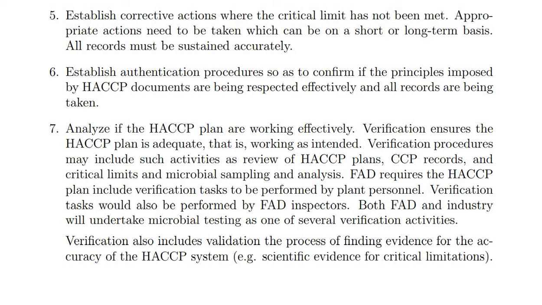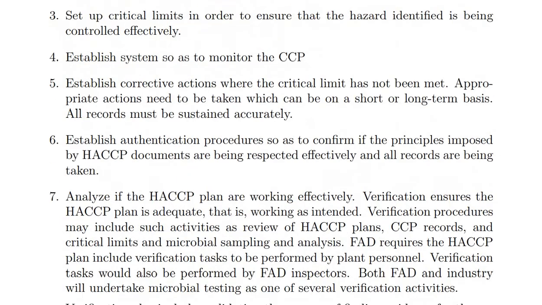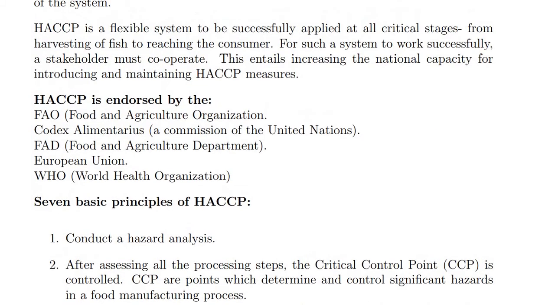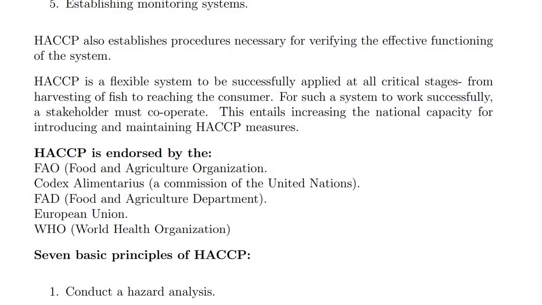So these are the seven principles of the HACCP. HACCP also establishes procedures necessary for verifying the effective function of the system. HACCP is a flexible system that can be successfully applied across all critical stages, from the harvesting of the fish to reaching the consumers. For the system to work successfully, stakeholders need to be open, which entails increasing the additional capacity for introducing and maintaining HACCP measures.